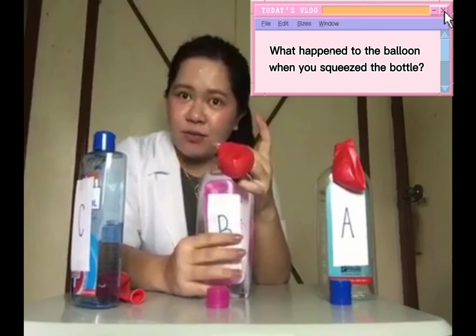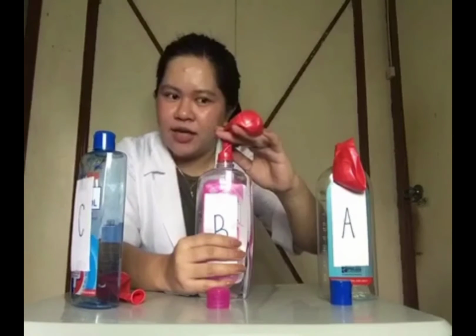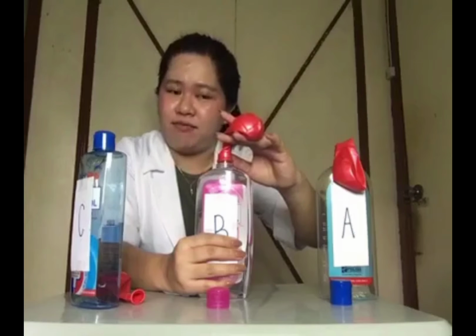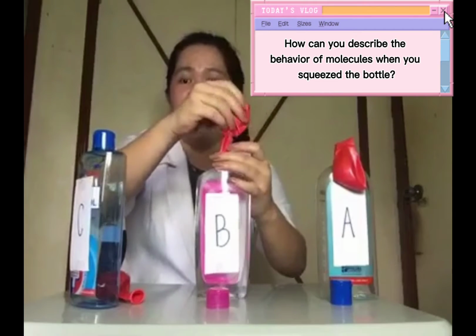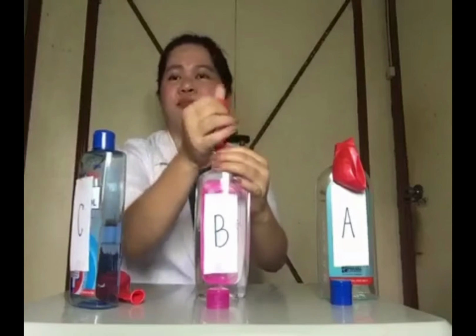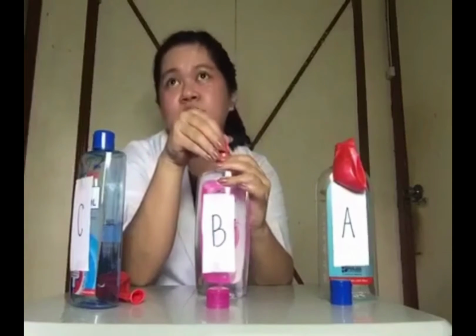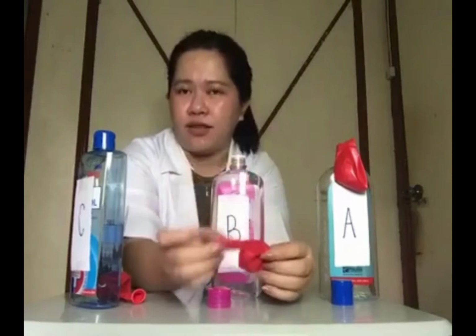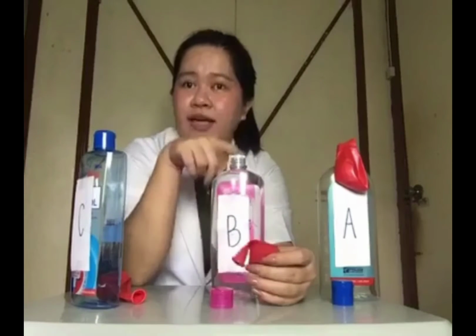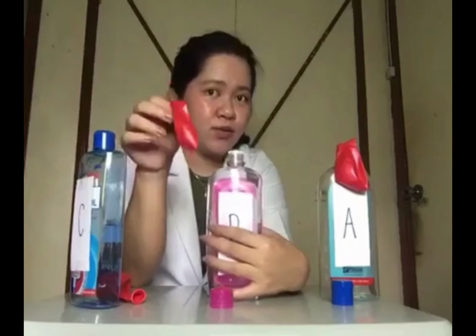So what happened to the balloon when you squeezed the bottle? The balloon had gathered the water that escaped from the bottle's neck. And how can you describe the behavior of molecules when you squeeze the bottle? The molecules of liquids vibrate, but not as much as those in gases. However, they are close together and will slide over one another. The air pressure between the bottle's neck and the balloon had caused the balloon to vacuum the water that had escaped from the bottle.